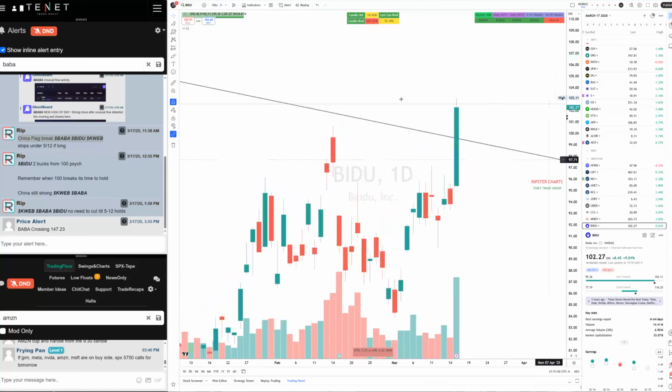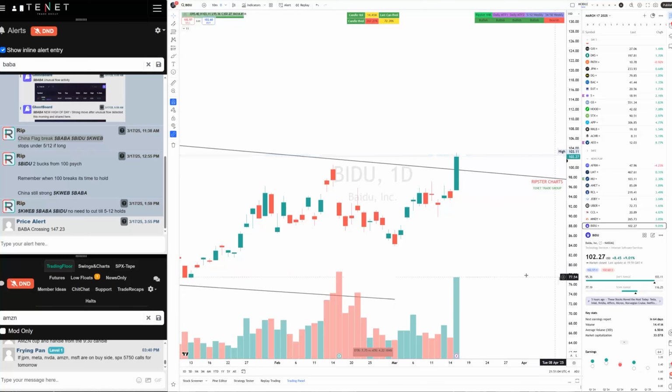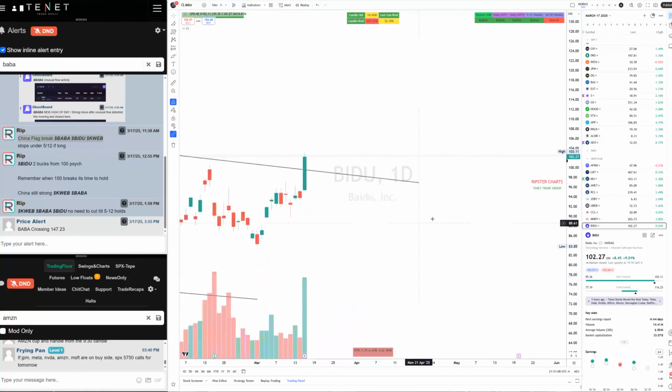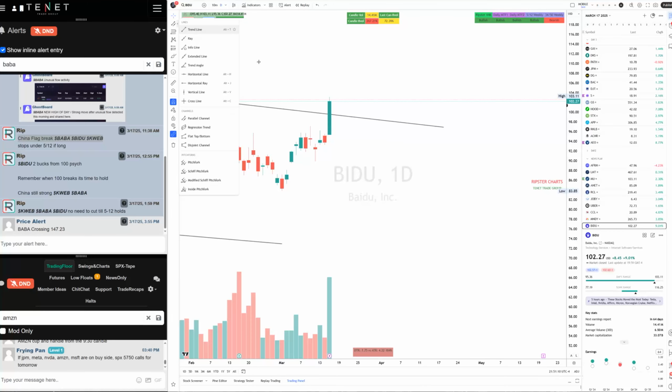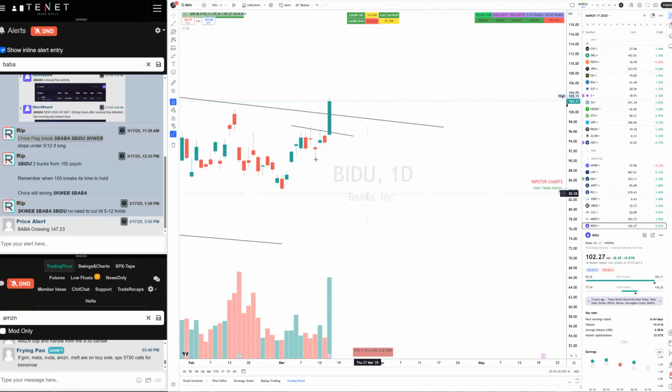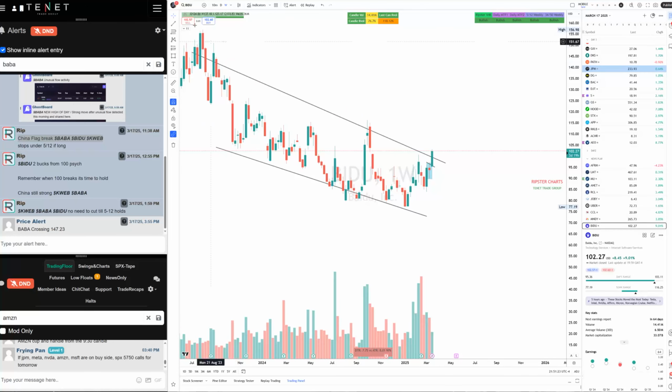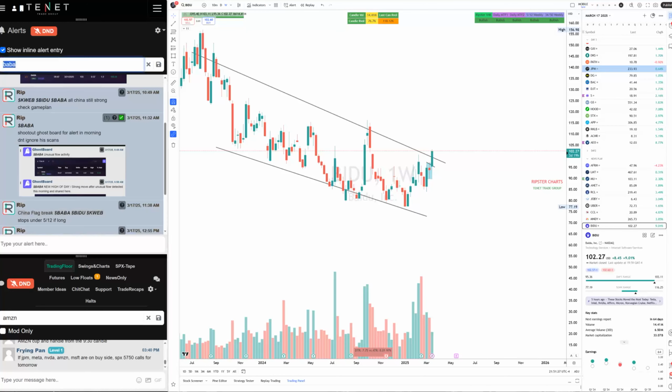The reason I said that on BIDU, if you look at the daily chart, the breakout I was talking about was this area, right? This consolidation. When you consolidate and get out of the range, that's the breakout I was talking about, that BIDU was breaking out of. It also pushed out of the big downtrend line we have there. So that's why BIDU was the plan.